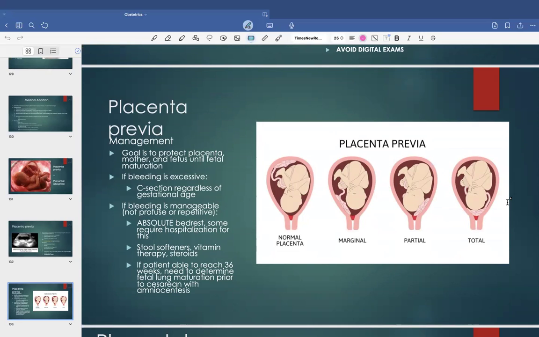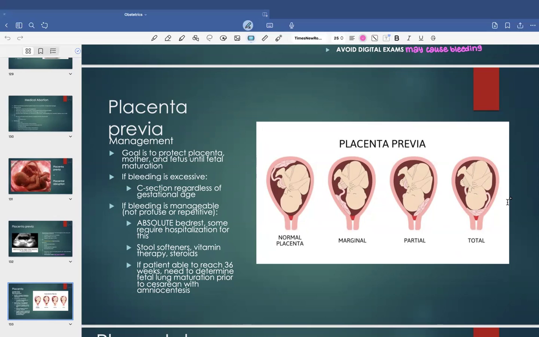The goal in management of these patients is to protect the placenta, the mother, and the fetus until the baby is fully mature. If bleeding is excessive, cesarean regardless of gestational age. You have to deliver the baby now, whether or not you think it'll survive. If the bleeding is manageable, not profuse, not repetitive, then those patients may respond well to absolute bed rest, meaning they're only getting up to use the restroom. And some patients will require hospitalization for this.